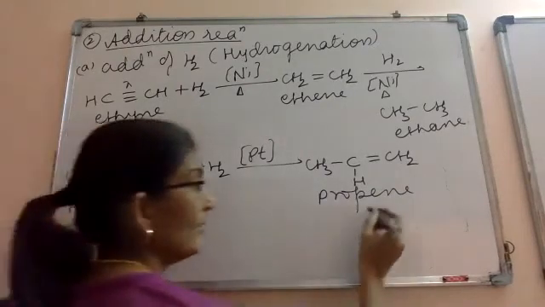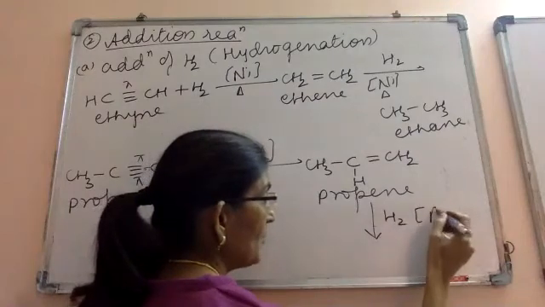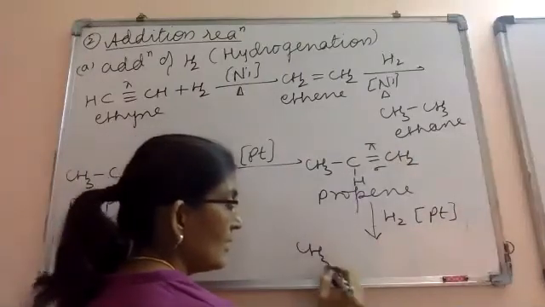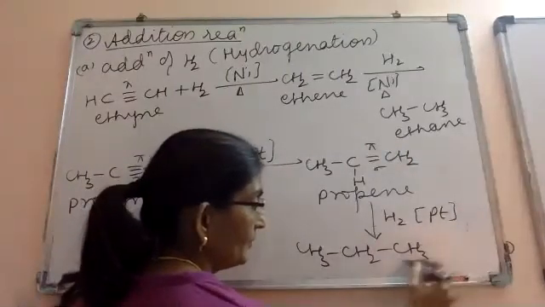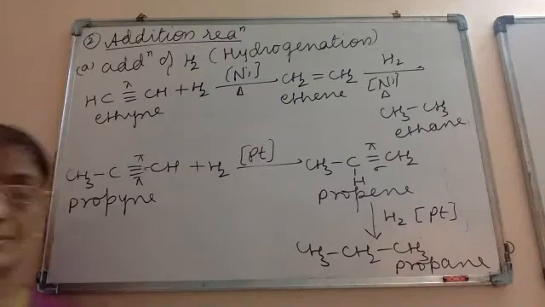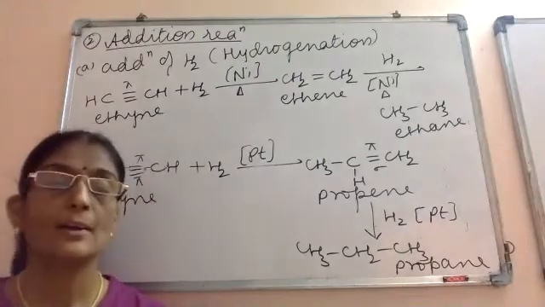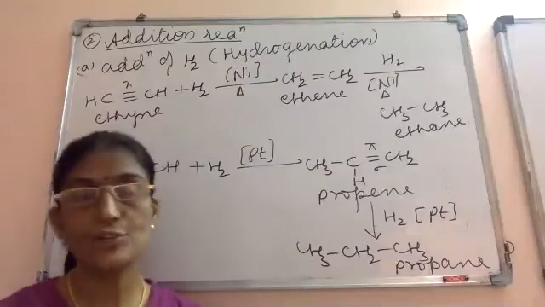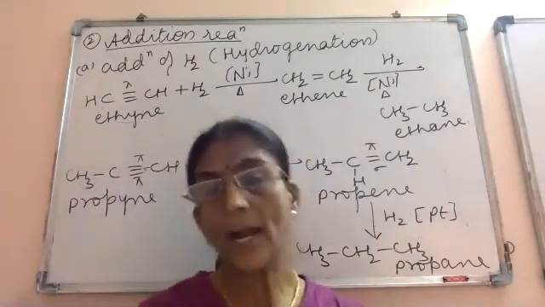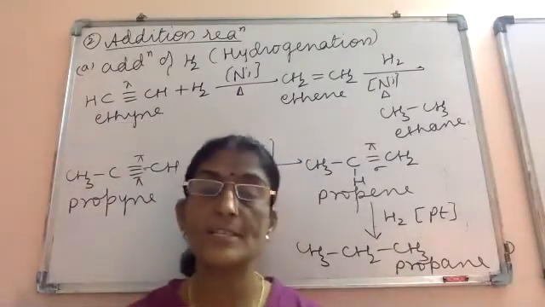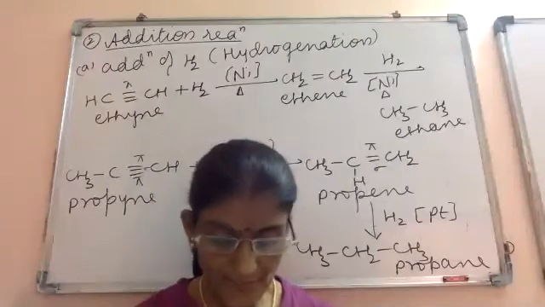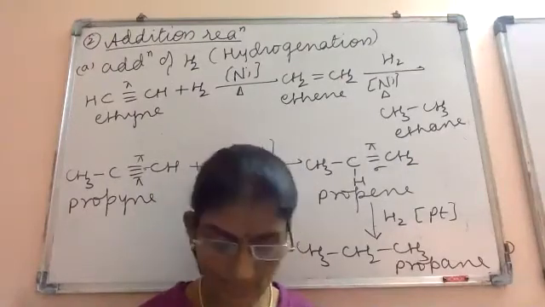And on propene, one more hydrogen is added in presence of platinum or palladium. One H each will add, one pi bond will break. What will be formed? Propane. So propyne gives propene on addition of hydrogen, and propene on further addition of hydrogen gives propane. The process is called catalytic hydrogenation because hydrogen is added in presence of catalyst. Reaction is known as hydrogenation reaction. First addition reaction given by alkyne compounds.